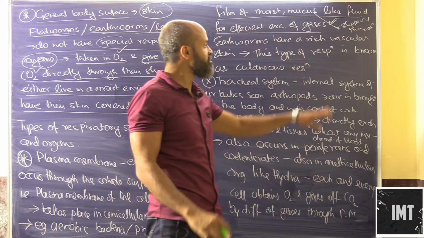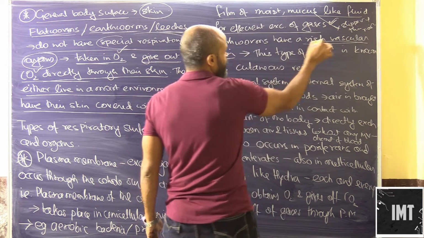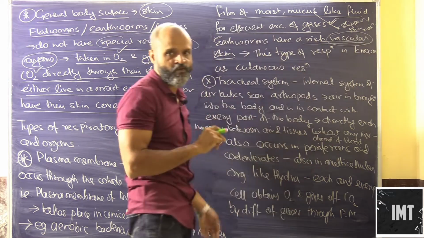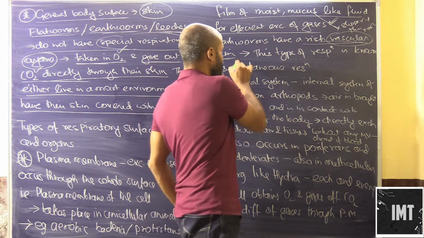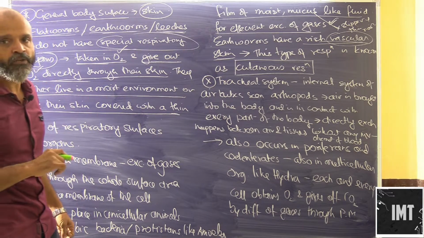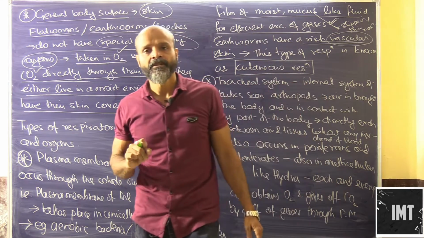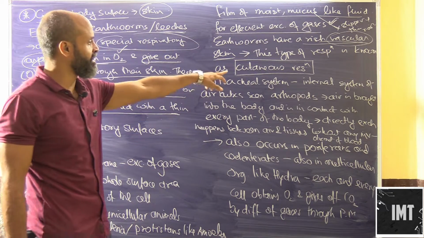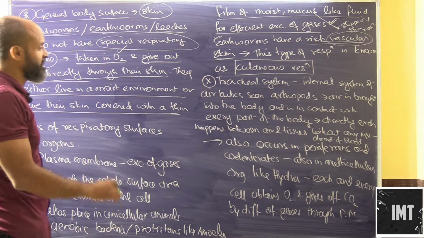In fact, earthworms have a vascular skin, which means there is a rich supply of blood to that skin as well. This type of respiration is known as cutaneous respiration. Organisms which undergo cutaneous respiration will die if their skin happens to go dry, so their skin always needs to be moist for maximum respiration to happen.